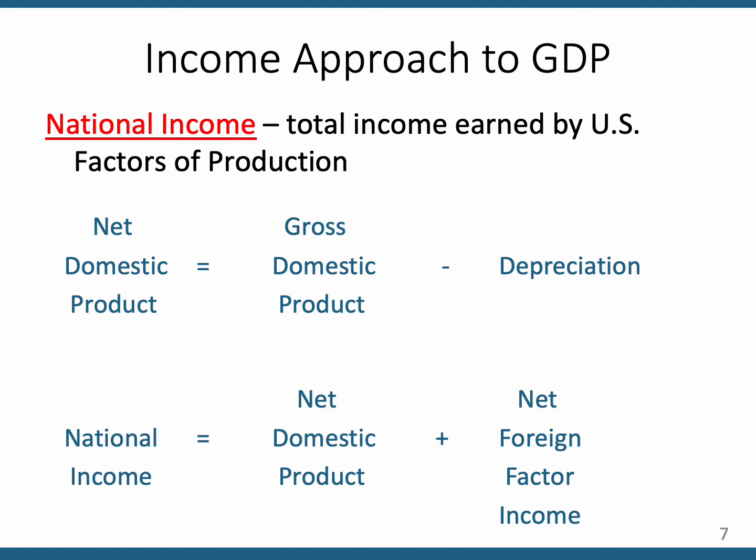All right, so first you'll need net domestic product. And again, that's gross domestic product minus depreciation. Then national income will be net domestic product plus net foreign factor income, this adjustment. Or you can really combine these into the same formula. If you did, then national income would be GDP minus depreciation plus net foreign factor income.